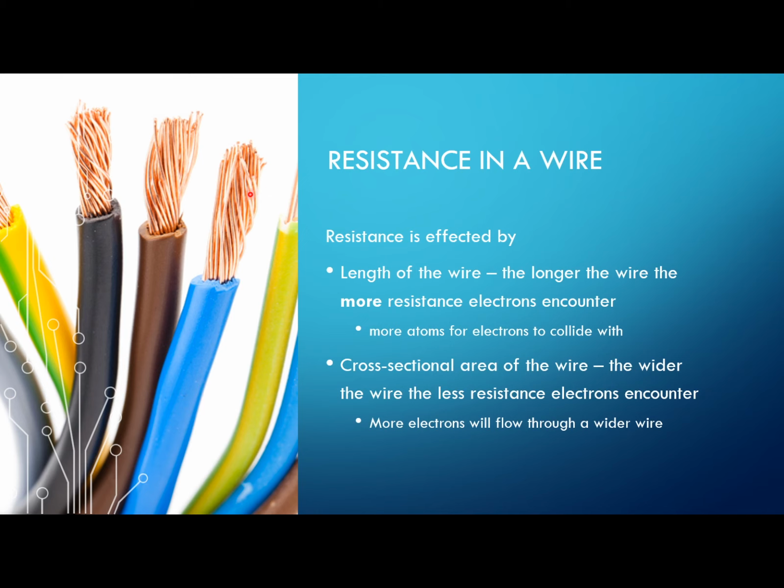How wide the wire is also a consideration for resistance. The more narrow the wire, the more resistance you'll have. Just less electrons can flow through. And the wider the wire, the less resistance you'll have, because more electrons can flow through that cross-sectional area.